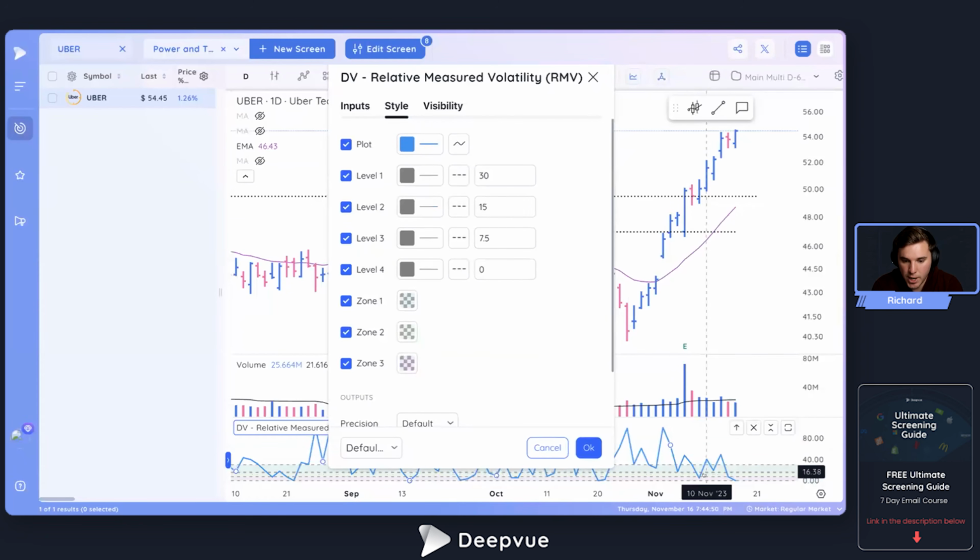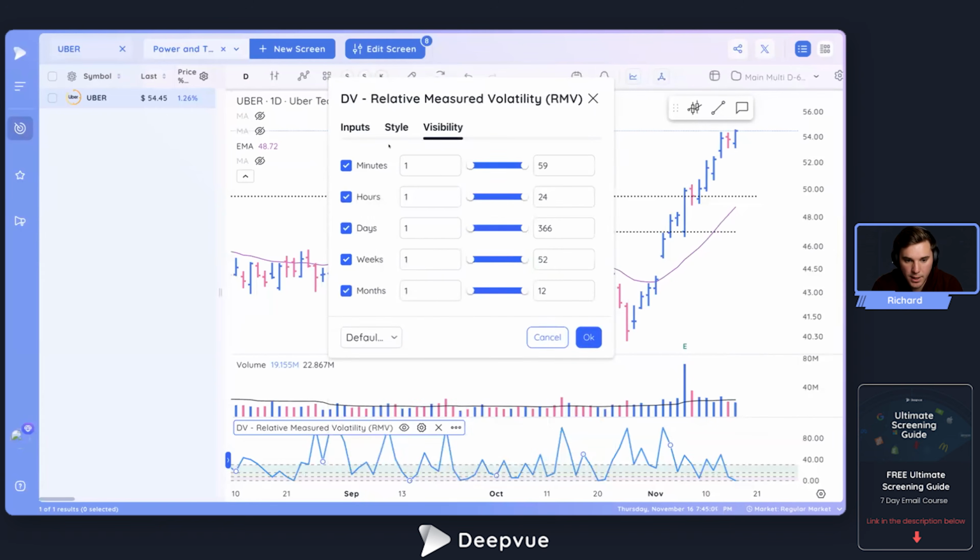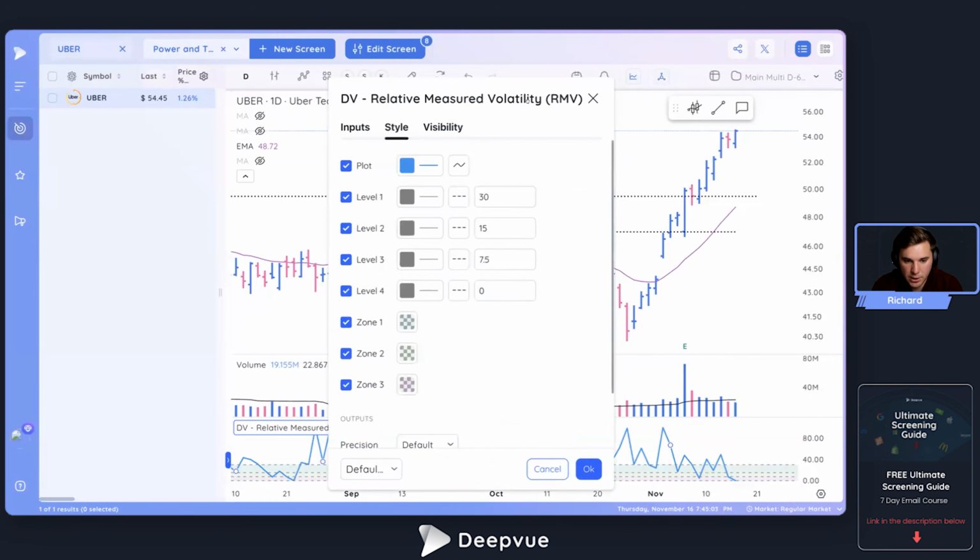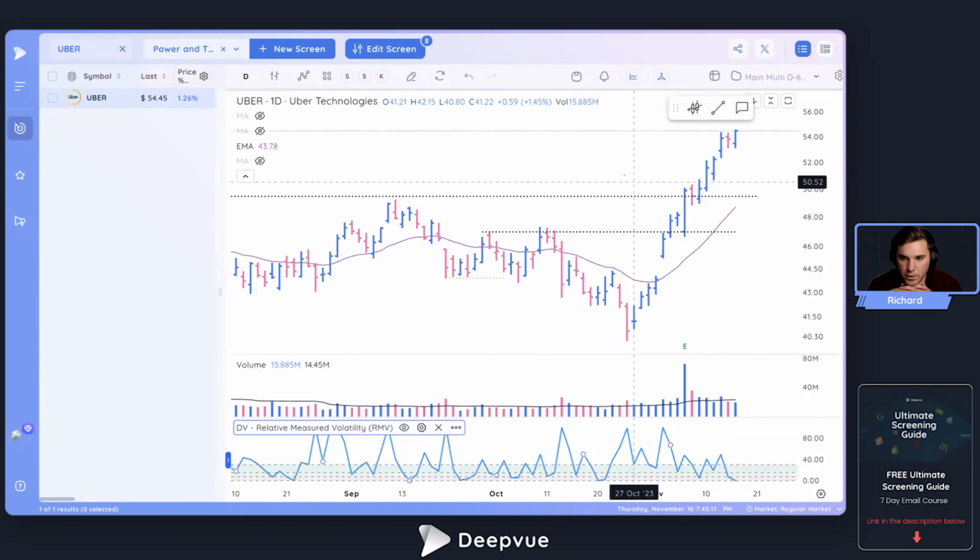But you can play with this as you will. I like just tracking it. Is volatility declining? That's also a good way of using this. But I really get interested in a stock when RMV gets under 10 and especially under that 7.5. And then my visibility is pretty much the default. So the big thing is that I've just switched this to 30, 15, and 7.5. Yeah, thanks for the question, Jake.